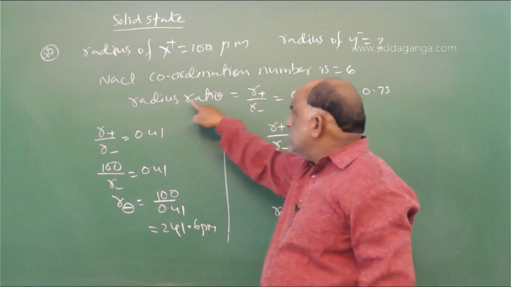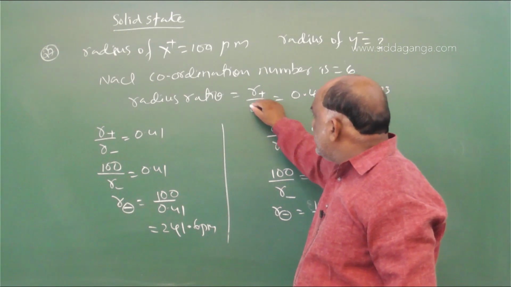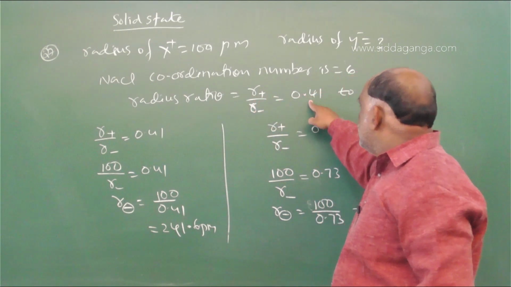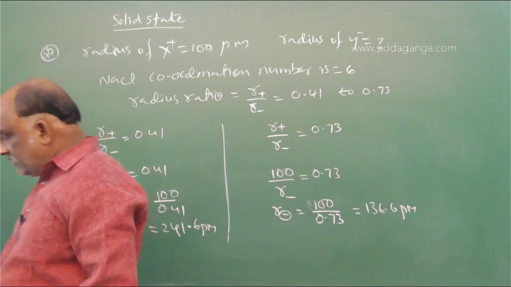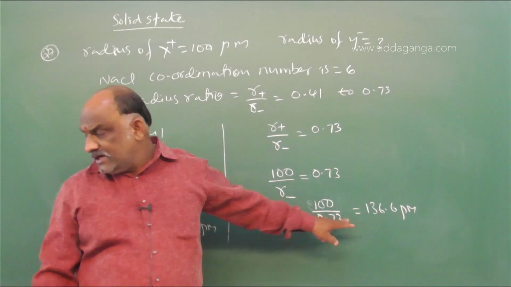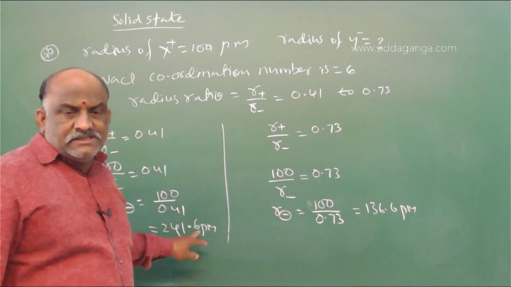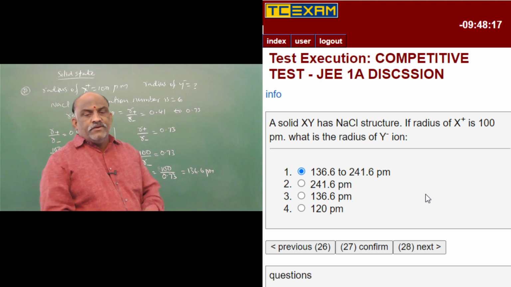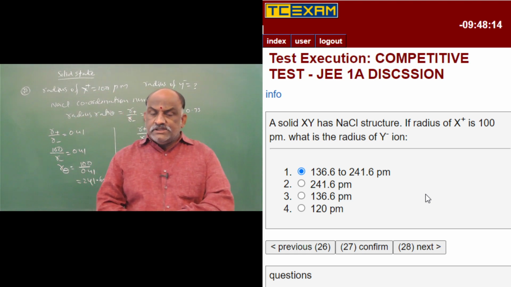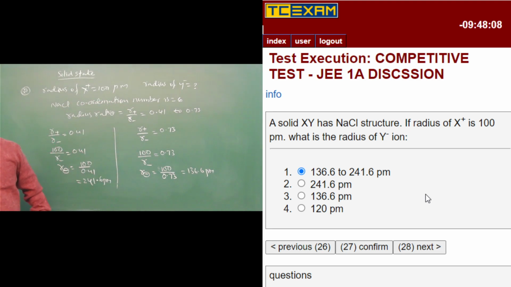So what is the formula? Radius ratio is equal to r plus divided by r minus, and the range we know is 0.41 to 0.73. So 100 by 0.73 will get 136.6, and 100 by 0.41 will get 241.6. So the answer is the first option, that is 136.6 to 241.6. This is the right option for question number 27.